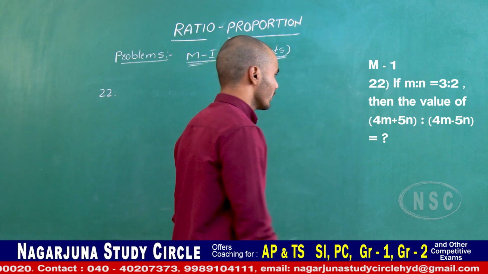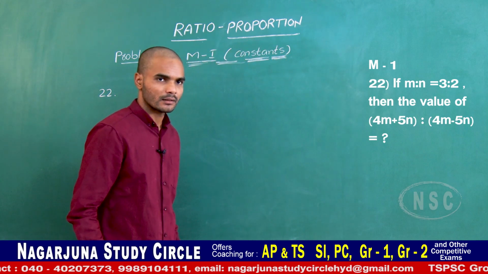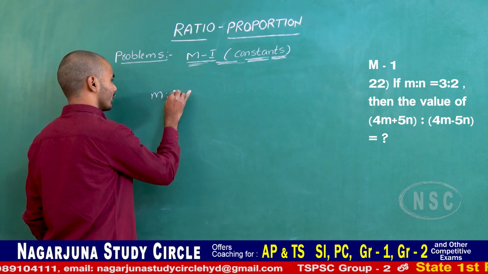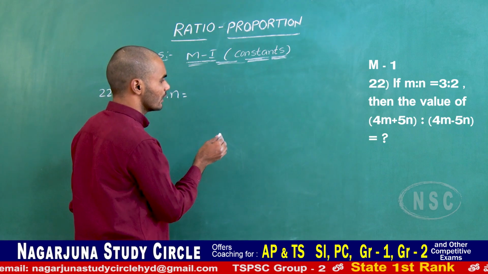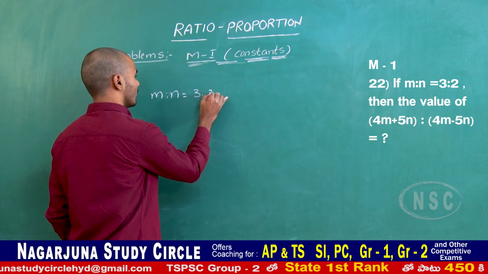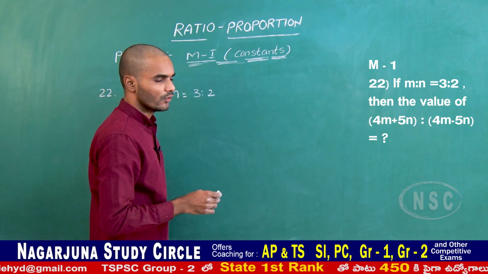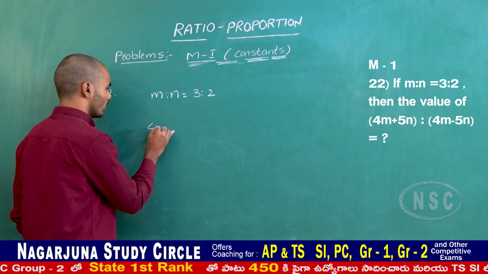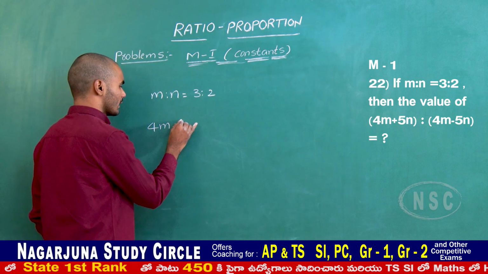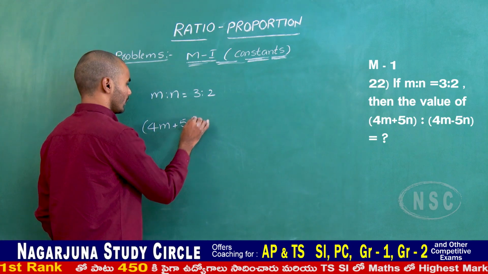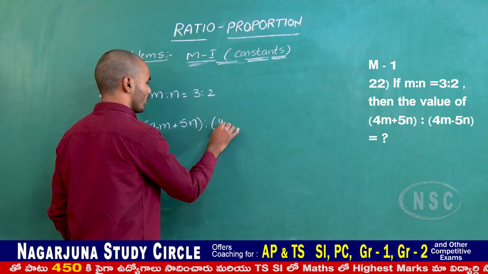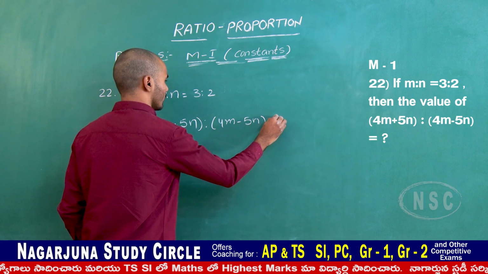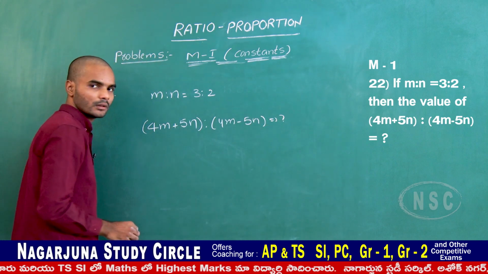Okay. The given data is m is to n is equal to 3 is to 2. Then find 4m plus 5n is to 4m minus 5n is equal to question mark.